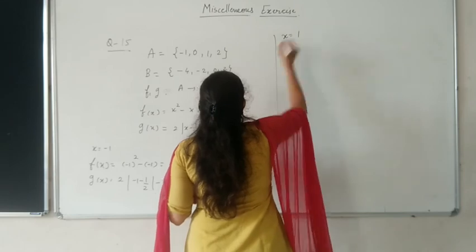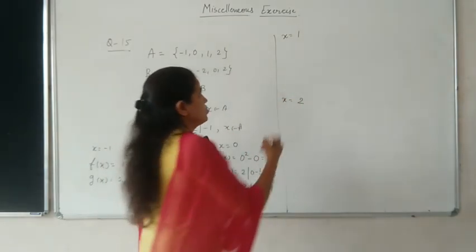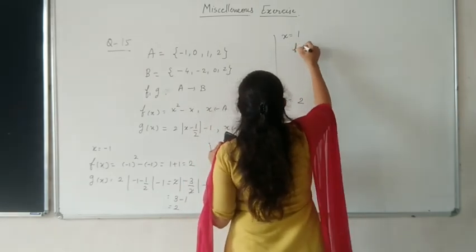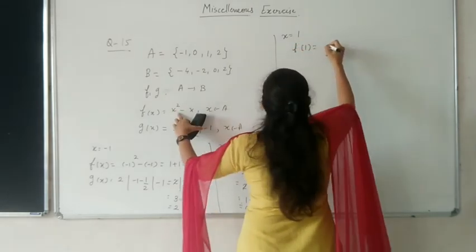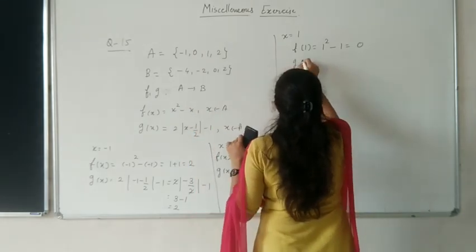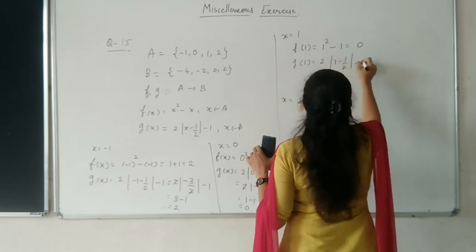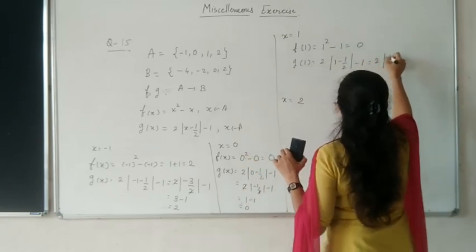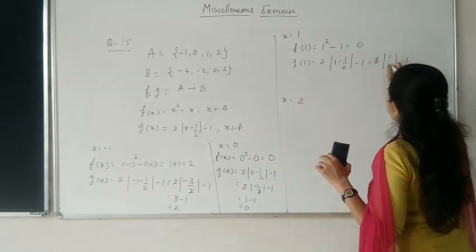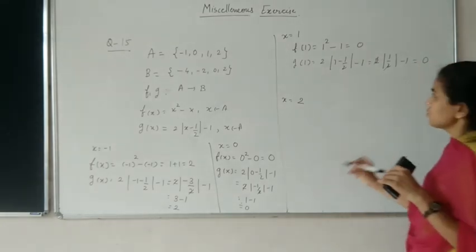Similarly, you have to check for x = 1 and x = 2. So here let me check f(1). f(1) means 1² - 1, that is 0. g(1) is 2|1 - 1/2| - 1. So 2 times 1/2 minus 1, that is 1 minus 1, 0. So f(x) is equal to g(x).